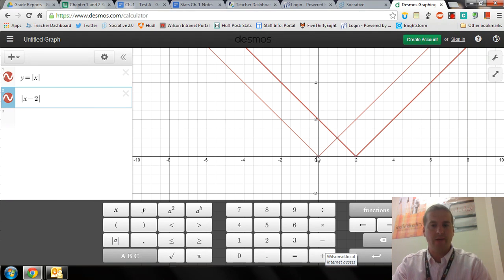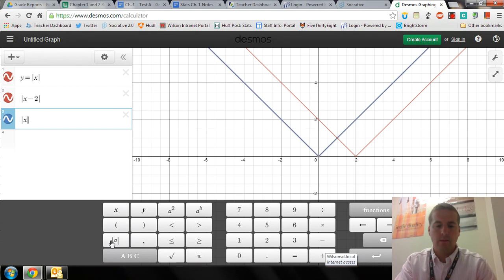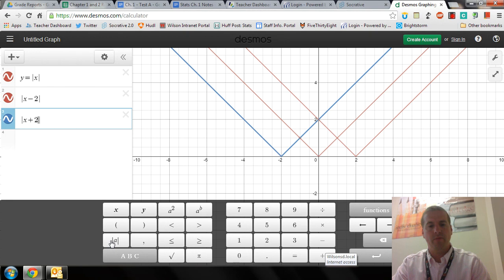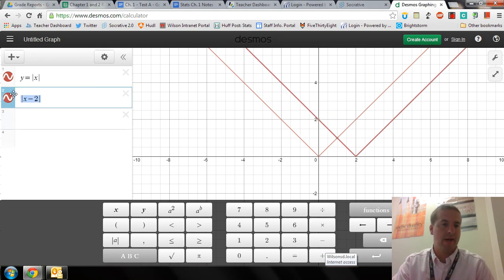It actually moves that vertex from 0, 0 to 2, 0. So your x value is 2, your y value is 0. So it moves it along the x-axis in the opposite direction of what you would expect with the sign that's given. Okay, same thing would happen if I say the absolute value of x plus 2. Notice how it moves in a negative direction. So now our vertex is negative 2, 0. So that's how we can move a graph of an absolute value along an x-axis.